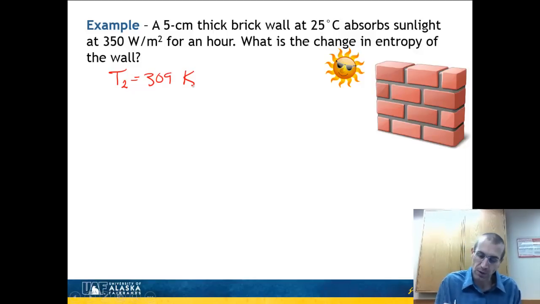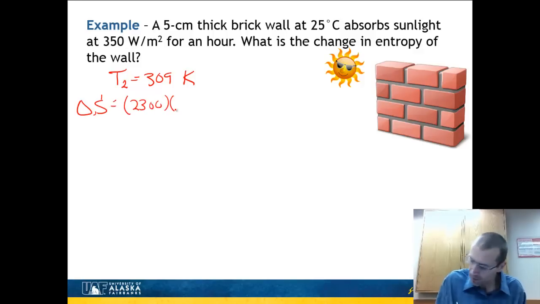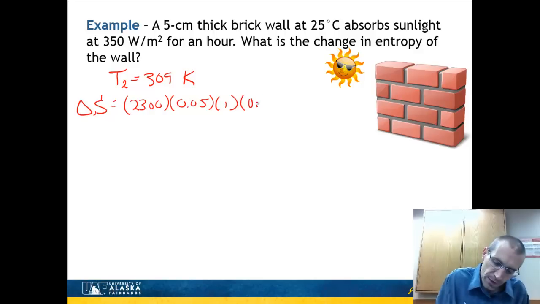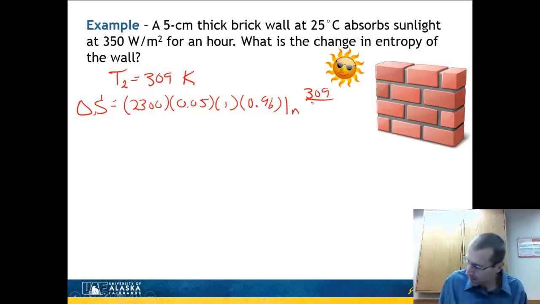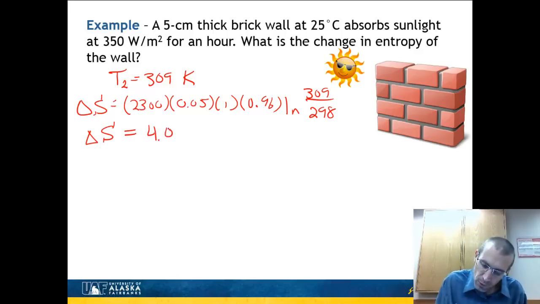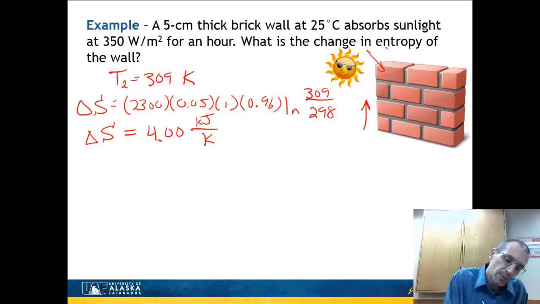So now I can plug my result from the first law into the second law equation. Delta S is equal to, I'll rewrite that, 2,300 and 0.05 by 1, so my density and my volume term, my Cp term, 0.96. And now the natural log of T2, which is 309, over T1, which is 298, in Kelvin. And that's going to tell me what my change in entropy is, and the change in entropy is about 4.00, and the units of that are kilojoules per Kelvin. So that's how much the entropy is. The entropy increased, energy went into it, and it became somewhat more disordered.